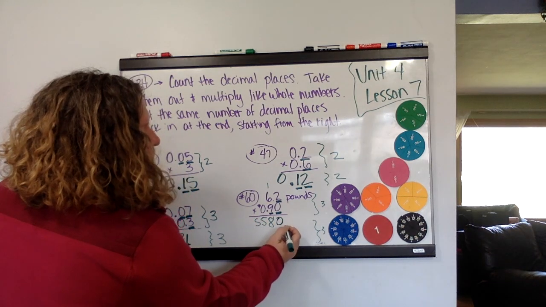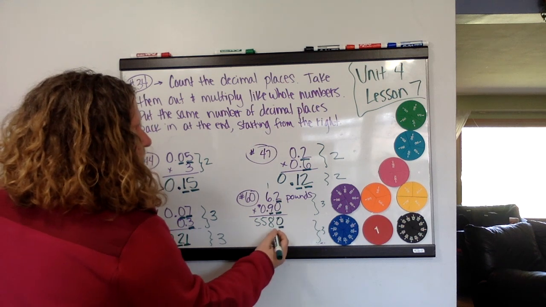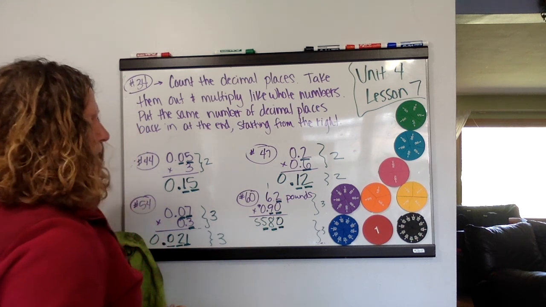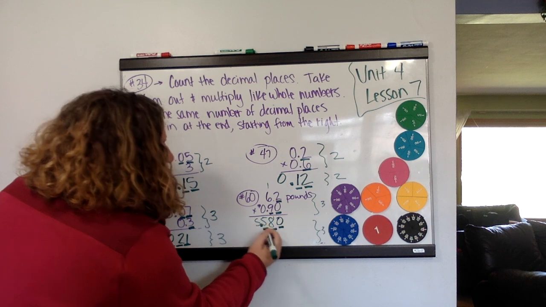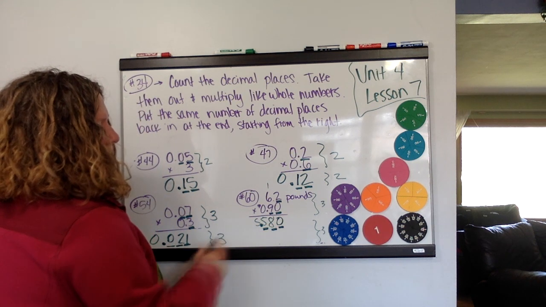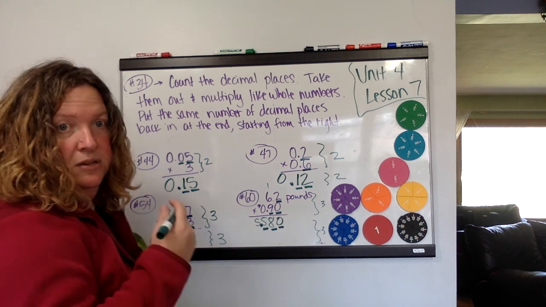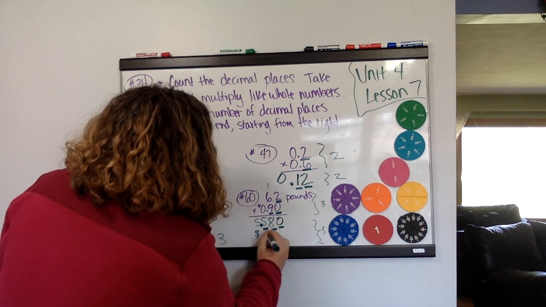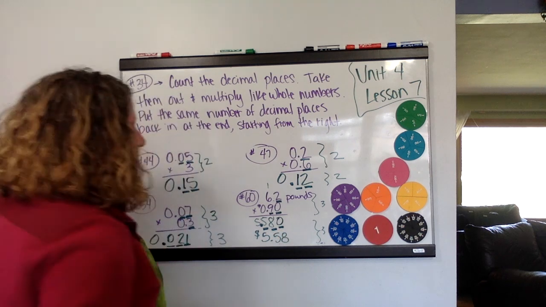Remember, we start at the right. So there's 1, there's 2, there's 3. Now we have 3 decimal places. We put that decimal in so that the 5 is in the tenths place, the 8 is in the hundredths place, and the 0 is in the thousandths place. And we still have a 5 in the whole number in the ones place. So our answer is $5.58.